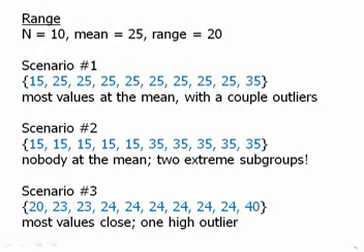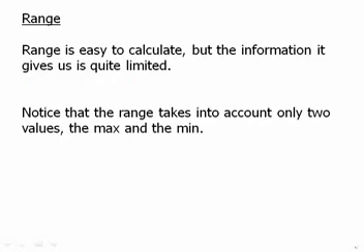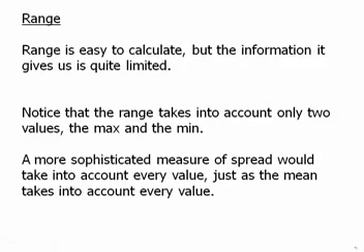And then we could also have something like this, where most of the values are close together, but there's one high outlier. And you could imagine differently, we could arrange it so most of the numbers are close together, but there's one low outlier. So there are a variety of different stories that we could have given the same mean and the same range. Range is quite easy to calculate, but the information it gives us is quite limited. Notice that the range takes into account only 2 values, the max and the min. A more sophisticated measure of spread would take into account every value, just as the mean takes into account every value. And this more sophisticated measure of spread is in fact the standard deviation.